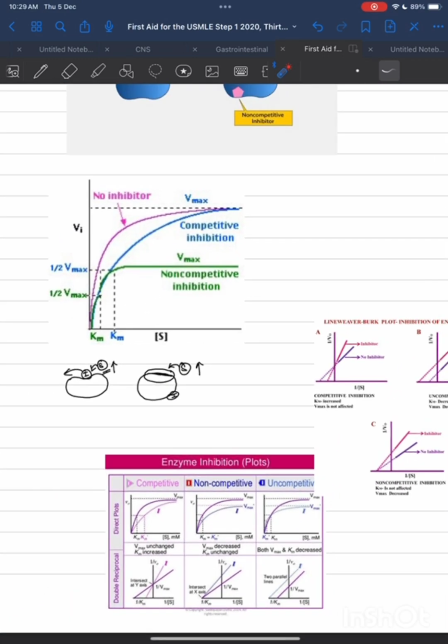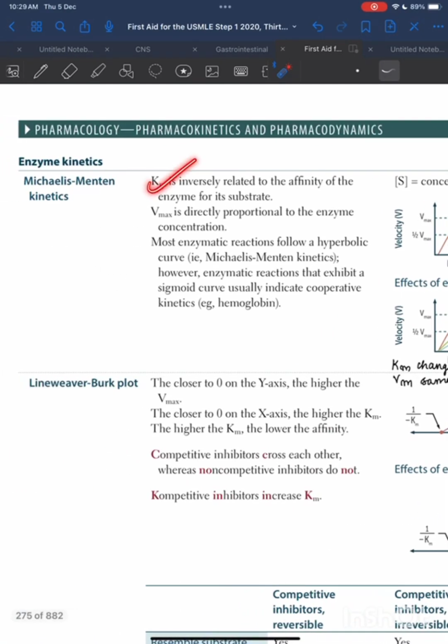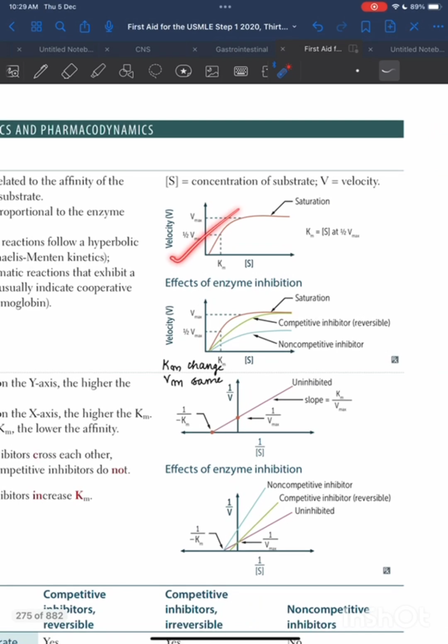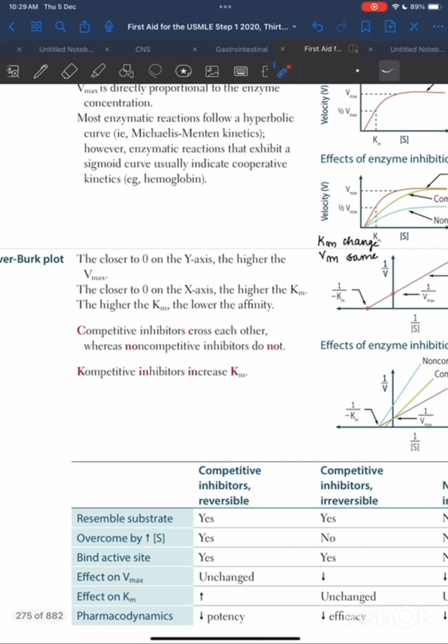Okay, that's it. We will go to First Aid. We have discussed Km and Vmax, and I have discussed this graph and this graph also. Okay, then we will discuss the Lineweaver plot.